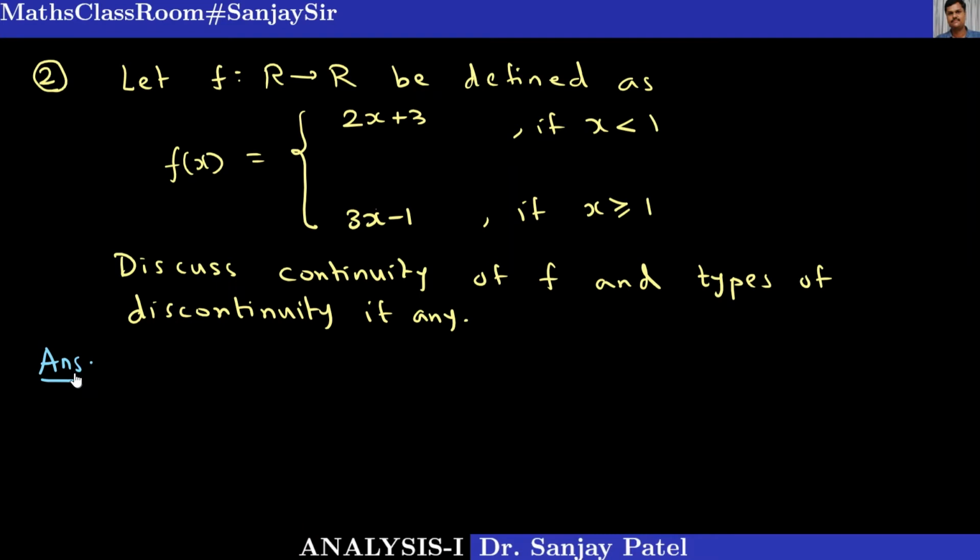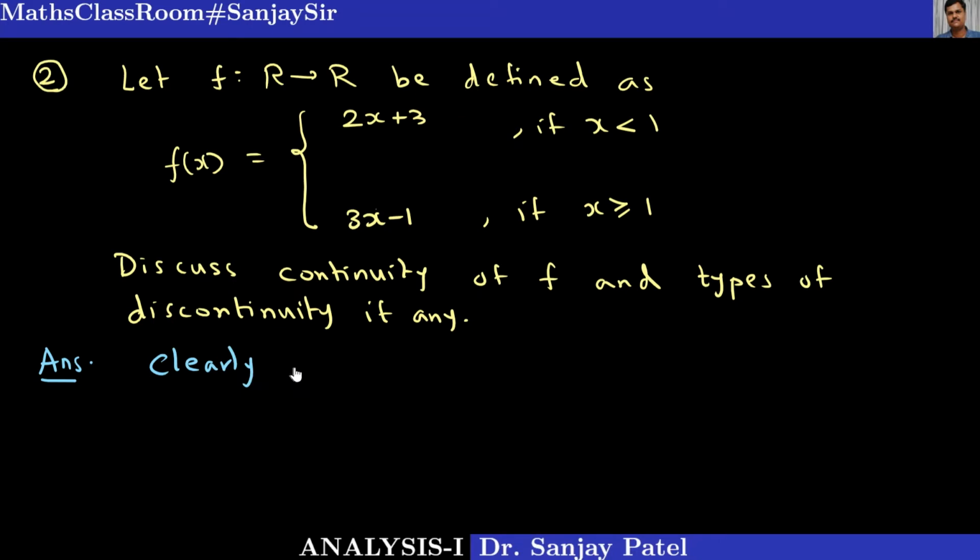First of all, we will draw the graph of this function to get an idea about this. Remember, for x less than 1, the function is 2x plus 3, meaning on the left hand side of 1, the function is defined as 2x plus 3. And on the right hand side of 1, the function is defined as 3x minus 1. So both are straight lines. If you don't take x equal to 1, then the function is behaving nicely. It's a linear function and therefore it is continuous. So it is clear that the function f is continuous.